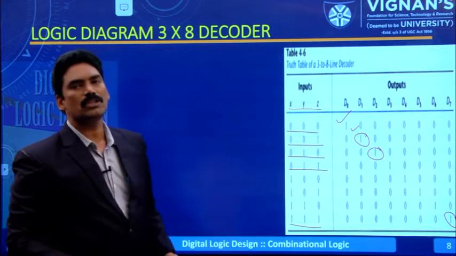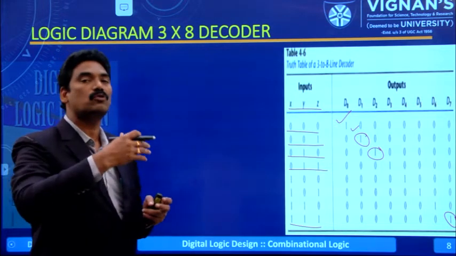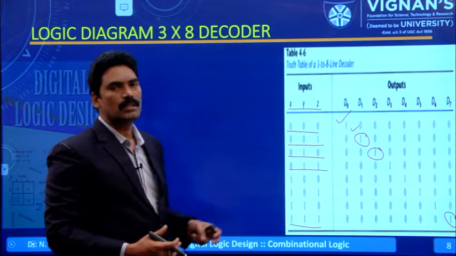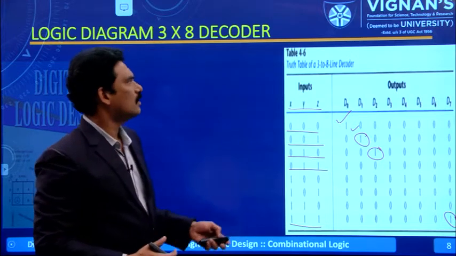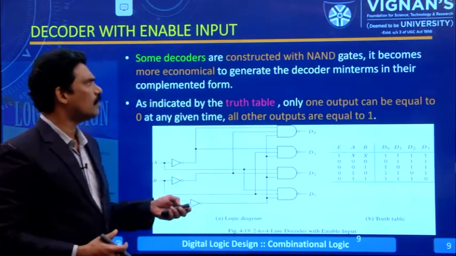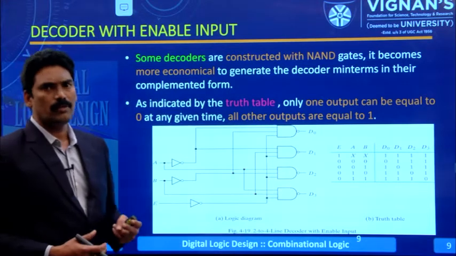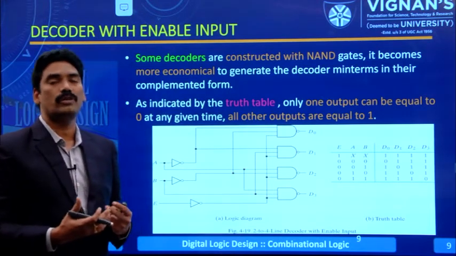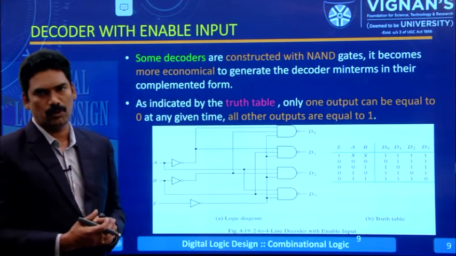It takes n inputs and produces a maximum of 2 to the power of n outputs. This is the 3 to 8 line decoder. Next we are going to discuss the decoder with enable input. In general use, we use the decoder with enable input only.